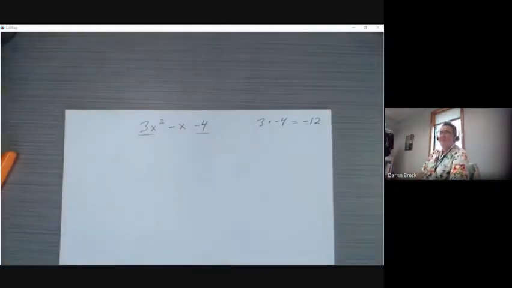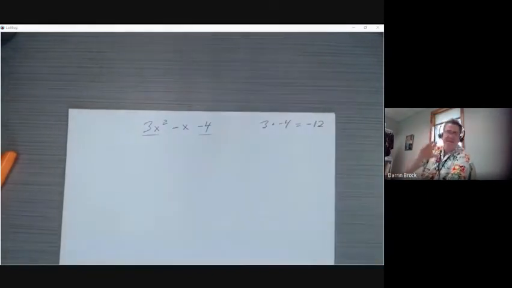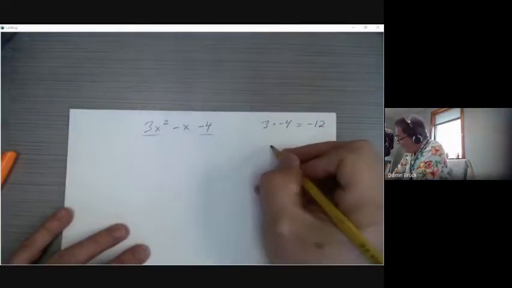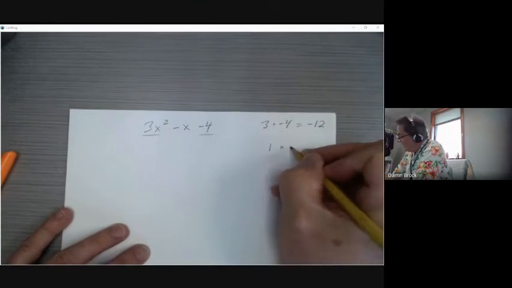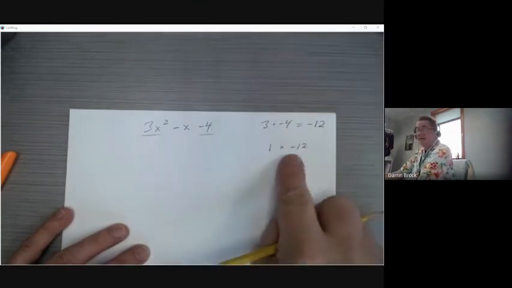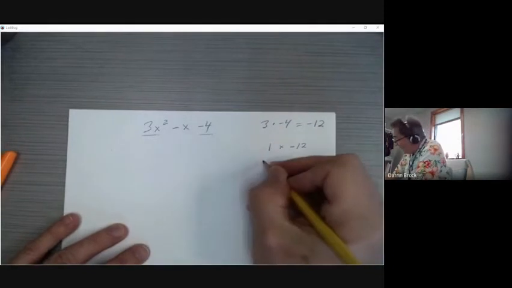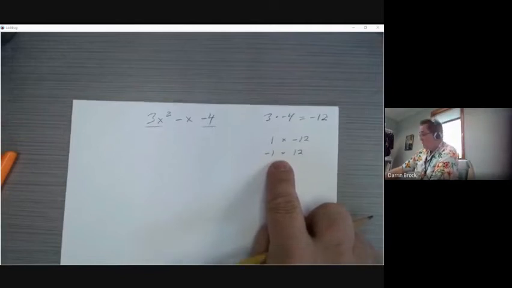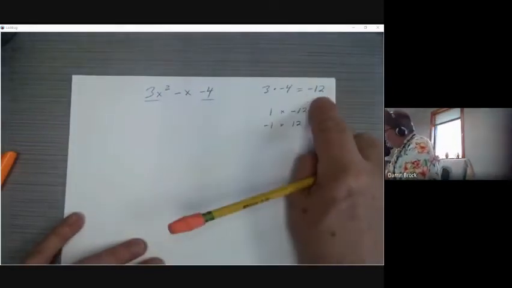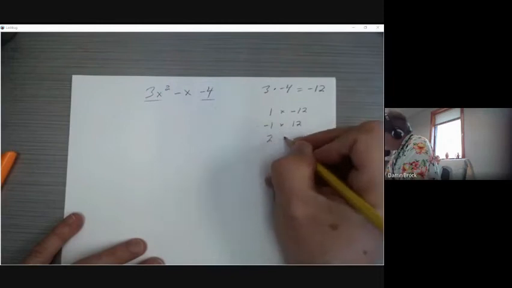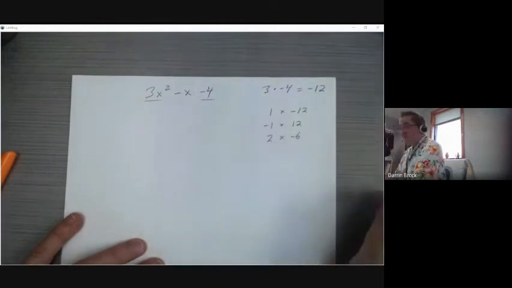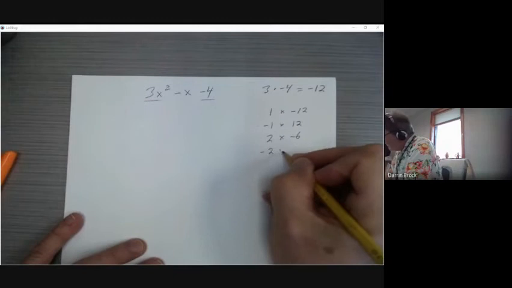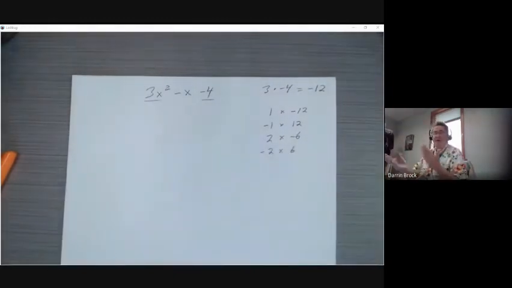Now I want to know, with negative 12, how many different ways can I end up with negative 12 by multiplying 2 numbers together, right? How many different ways? I could multiply 1 times negative 12, right? That would give me negative 12. Or I could have the negative 1 times a positive 12. That would get negative 12. But there's more ways to get negative 12 because 12 is also 2 times 6. So I could go 2 times negative 6 would get me negative 12. Or negative 2 times a positive 6, right? We can do both ways.